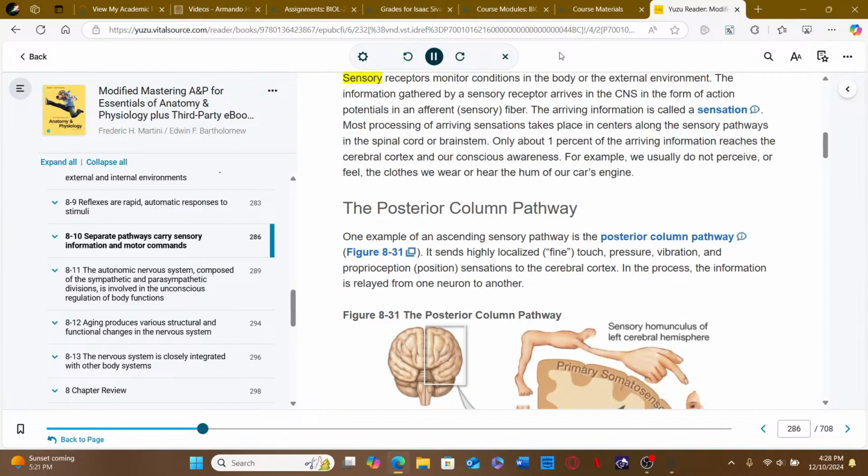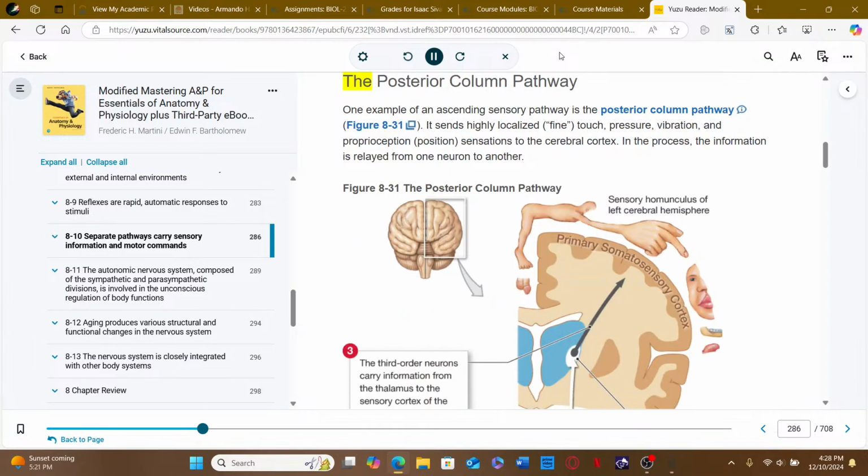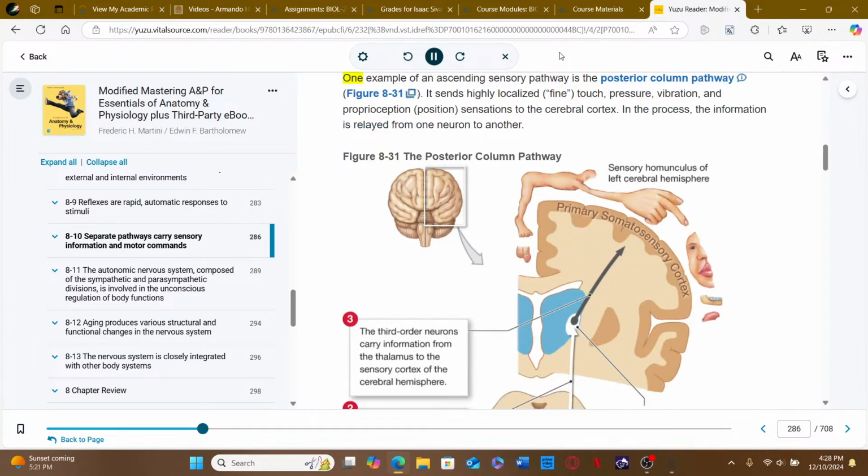Sensory pathways. Sensory receptors monitor conditions in the body or the external environment. The information gathered by a sensory receptor arrives in the CNS in the form of action potentials in an afferent, sensory, fiber. The arriving information is called a sensation. Most processing of arriving sensations takes place in centers along the sensory pathways in the spinal cord or brainstem. Only about 1% of the arriving information reaches the cerebral cortex and our conscious awareness. For example, we usually do not perceive, or feel, the clothes we wear or hear the hum of our car's engine. The posterior column pathway.